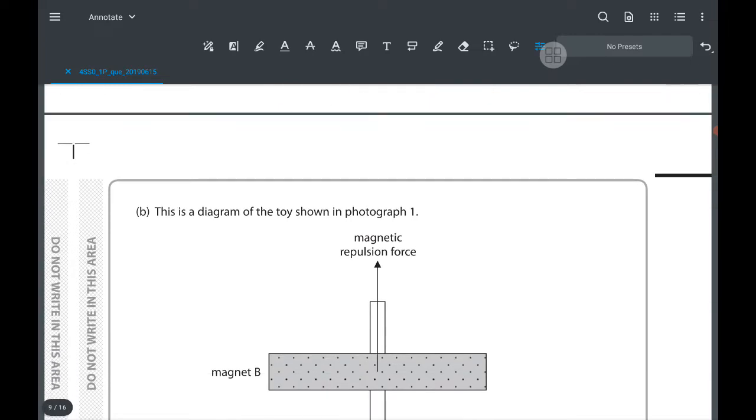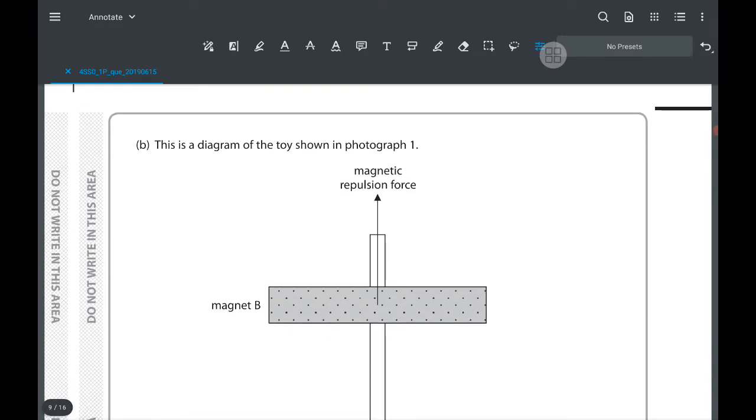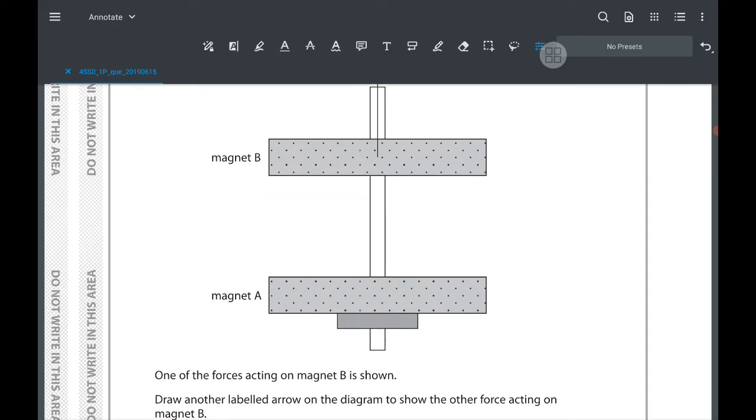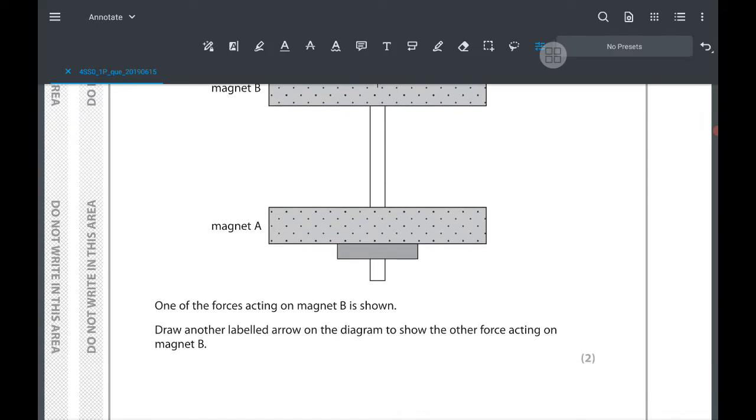Next question. This is a diagram of the toy shown in photograph 1. The magnetic repulsion force is marked, and magnet B and magnet A are shown. One of the forces acting on magnet B is shown. Draw another labeled arrow on the diagram to show the other force acting on magnet B.